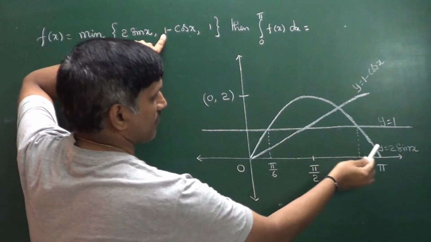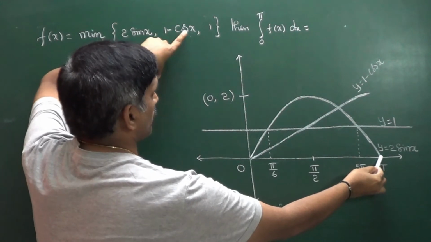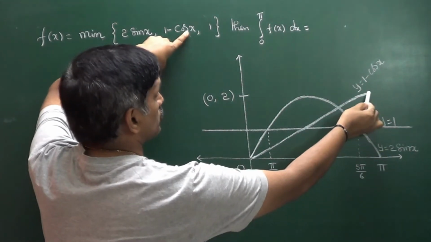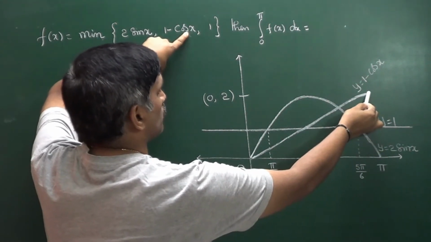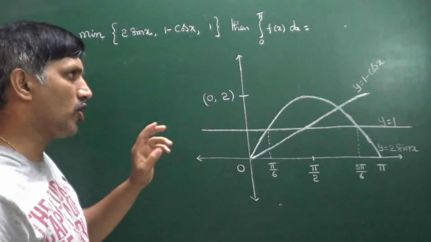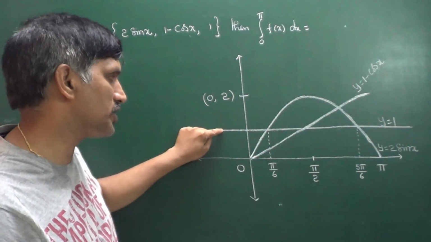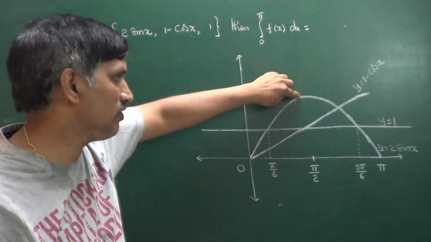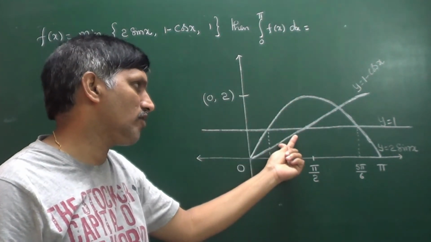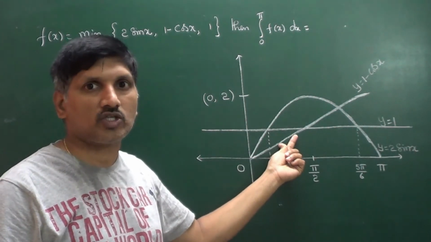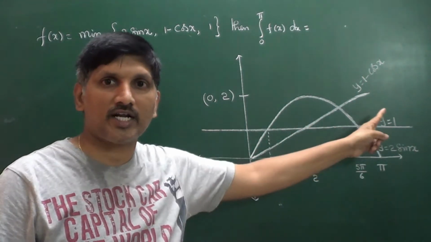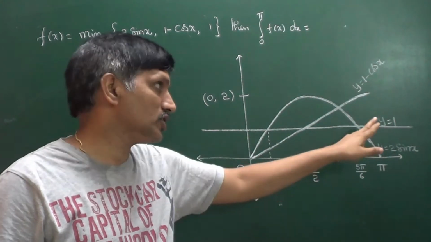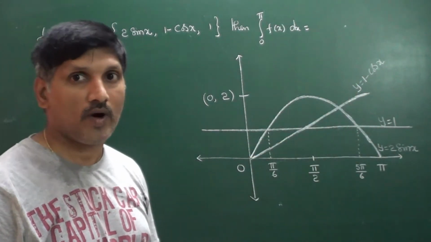And at the same time, when x is equal to pi, you will get its maximum value 2, because cos pi is equal to minus 1. So I have drawn the graph of y is equal to 1, a straight line, the graph of y is equal to 2 sin x, and at the same time this is the graph of y is equal to 1 minus cos x. It is looking like a straight line, but it is not a straight line. This is the graph of y is equal to 1 minus cos x.